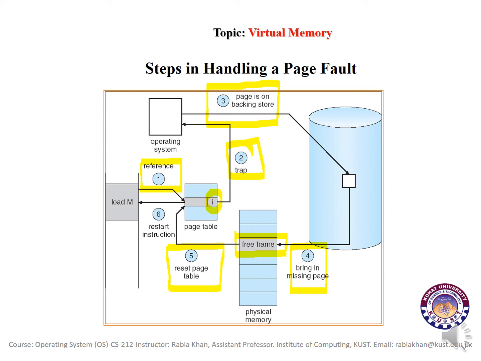If the page is loaded in RAM, or if the page is present in RAM, its protection bit is set to 1, and if it is not present in RAM, the protection bit is set to 0. So once the page has been loaded in RAM, earlier its protection bit was 0 or I, but now since it has been loaded in RAM, its protection bit needs to be reset from 0 or I to V, or from 0 to 1, in order to show that the page is present in RAM.